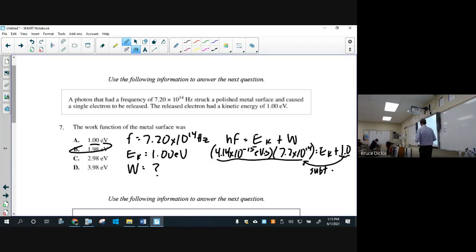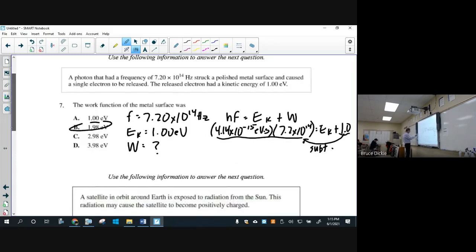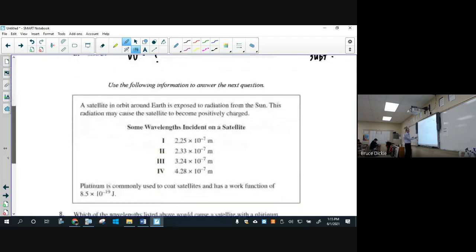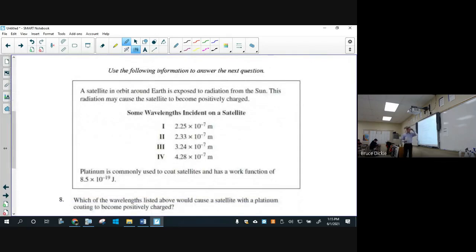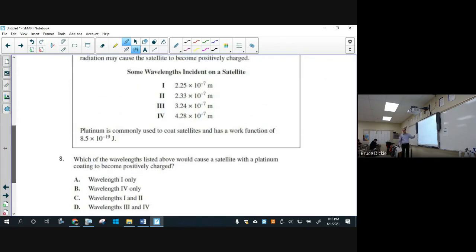8. A satellite in orbit around Earth is exposed to radiation from the sun. This radiation may cause the satellite to become positively charged. This is the photoelectric effect. When light strikes a metal, if the electrons are ejected, the metal becomes positive. It loses electrons, it becomes positive. Here's the work function. We want to find which wavelengths will cause the electrons to be ejected.